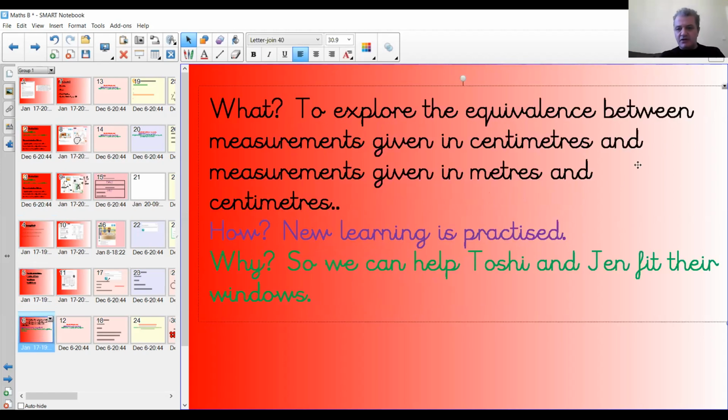Okay, today we're going to be looking at the equivalence between measurements given in centimeters and measurements given in meters and centimeters. So 203 centimeters can also be described as 2 meters 3 centimeters. We're doing those equivalents from centimeters into meters and centimeters. Okay, this is new learning's practice, and we're going to help some of the characters fit their windows in the questions. So let's have a look at where we're going first.